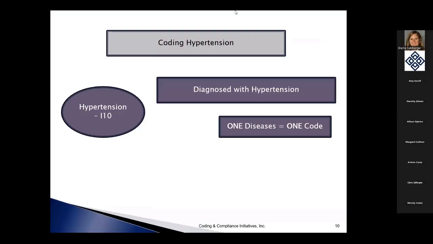So coding hypertension, I-10. Diagnosed with hypertension, 1 disease, 1 code. Okay, so when I have hypertension, I'm going to have only 1 diagnosis unless there's a combo. And in this case, there's only 1 diagnosis, 1 disease, 1 code.